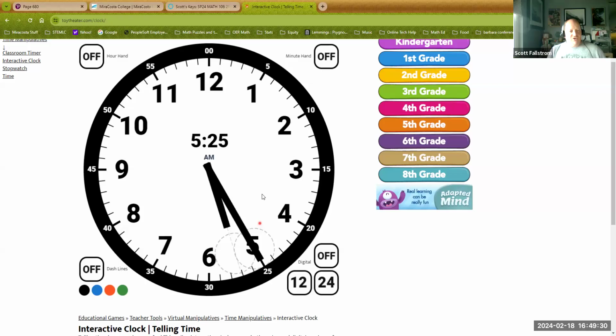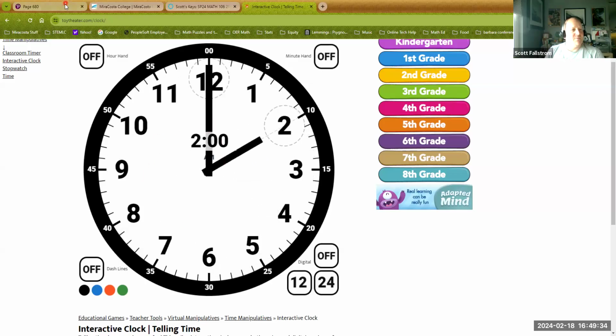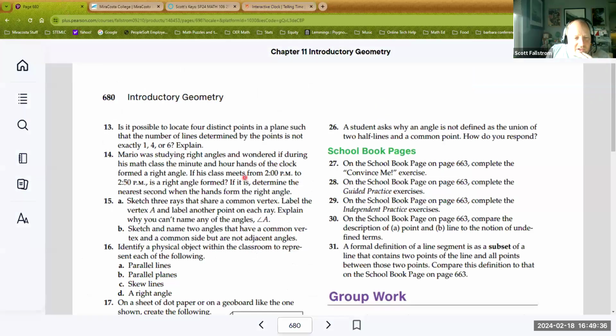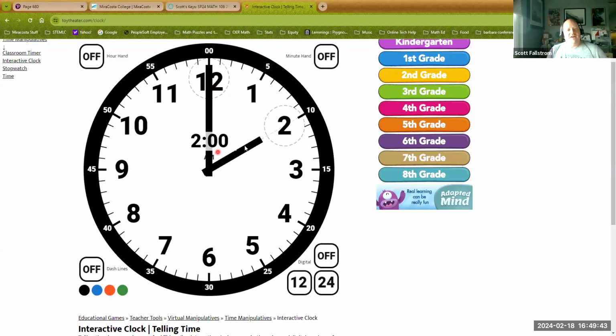Okay, so let's go to where this person is, which is something like this. Let me make sure I get the question right. Class meets from 2 p.m. to 3 p.m. Is a right angle formed? Okay, so let's take a look. So 2 o'clock, so right here, it's a 60-degree angle. And I can tell that because the hour hand is at 2, which is 2 ka-chunks away, and each ka-chunk is 30 degrees. That's what that hand tells us.